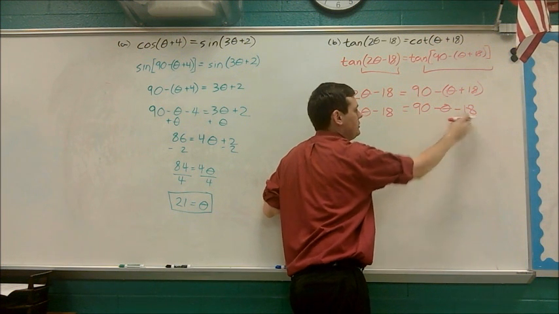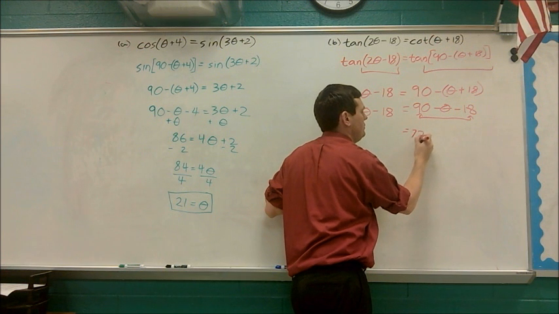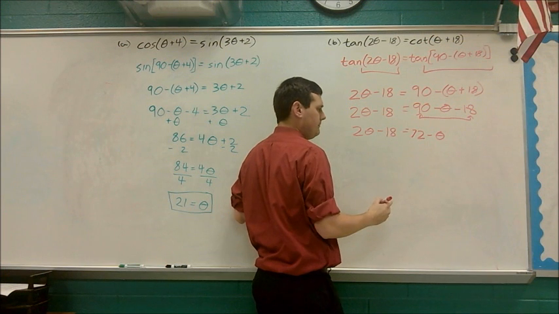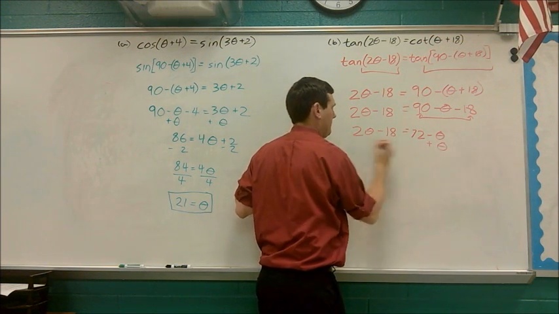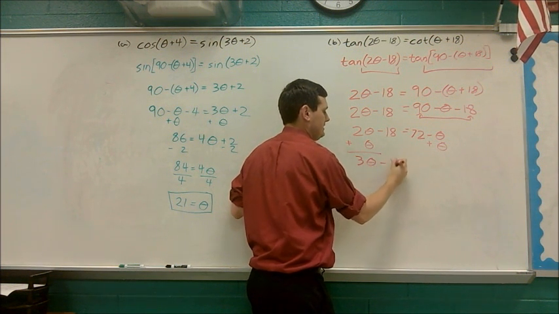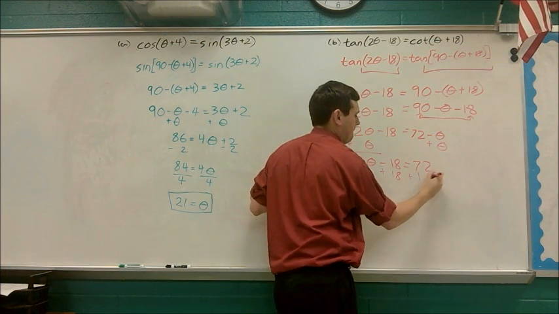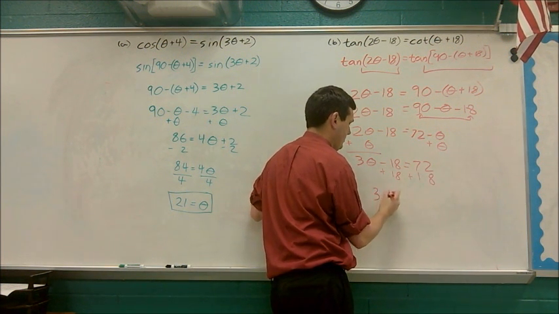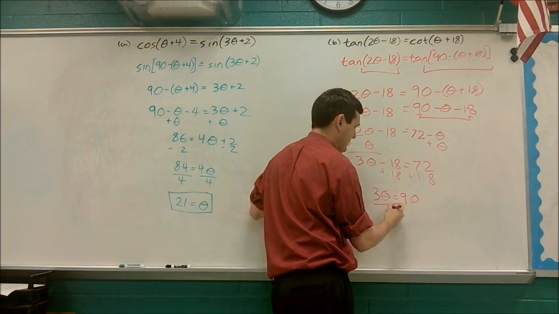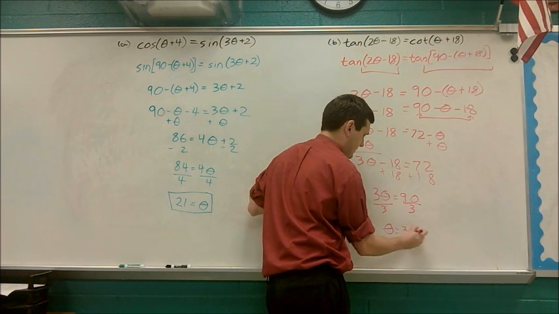Combine like terms. 90 minus 18 is 72 minus theta. It's 2 theta minus 18. Add the theta. 3 theta minus 18 equals 72. Add the 18. Okay, 3 theta equals 90. Okay, theta is 30.